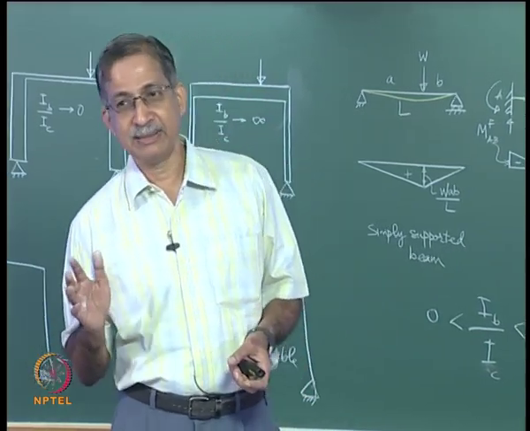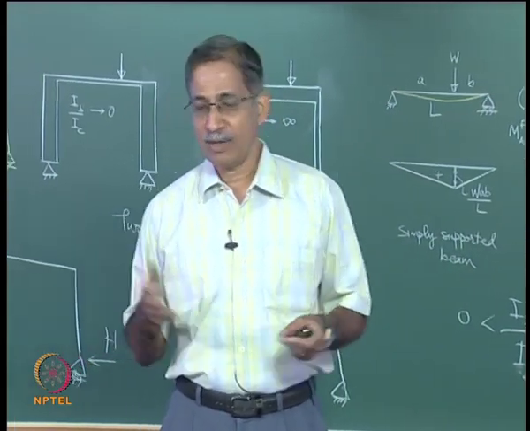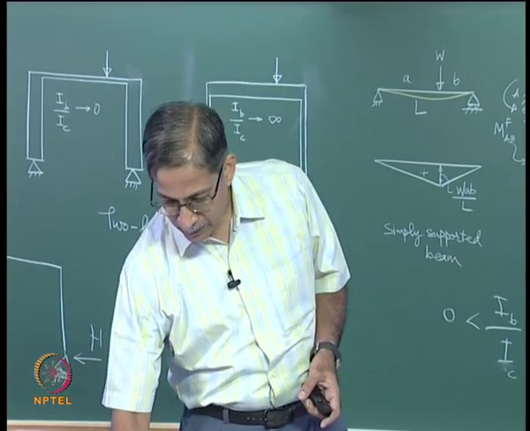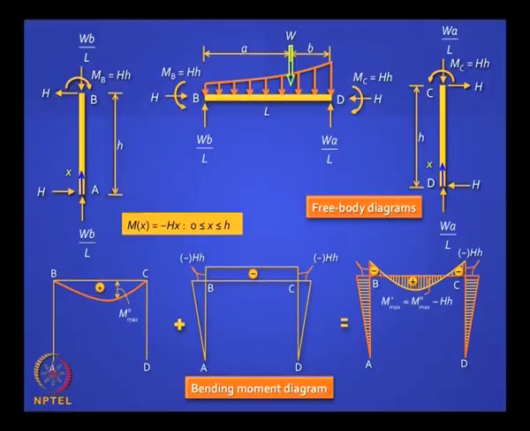For vertical elements it is not right to use words like hogging and sagging. For horizontal and inclined elements it makes sense. Clear? So do you agree that this is the expression, and the limits are from 0 to small h, right. This is for both column AB and column DC.